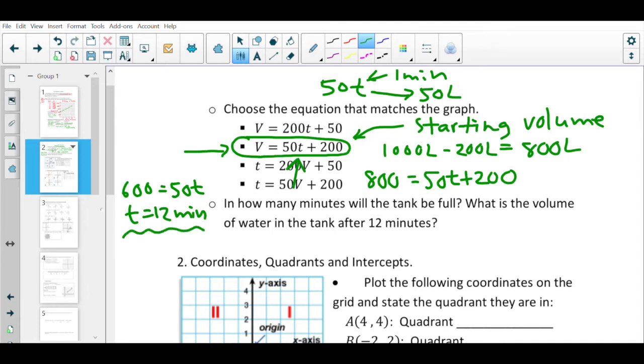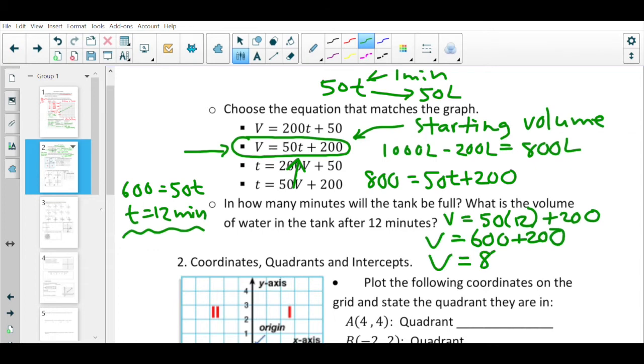What is the volume of water in the tank after 12 minutes? Well, we know it's going to be 800, but let's do the equation anyway. So volume equals 50 times 12 plus 200. 50 times 12 is 600 plus 200, and that in fact equals 800 liters. Sorry, so what is the volume of the water in the tank after 12 minutes? Yeah, that's right. So the volume is 800 liters. Okay?